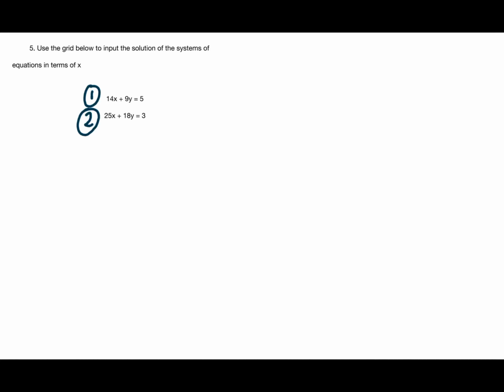We will begin by finding what y is in the first equation and take what y is and plug it in for y in the second equation in order to find the value of x. So our first equation is 14x plus 9y equals 5. And as I said, we're going to try to find y for this.